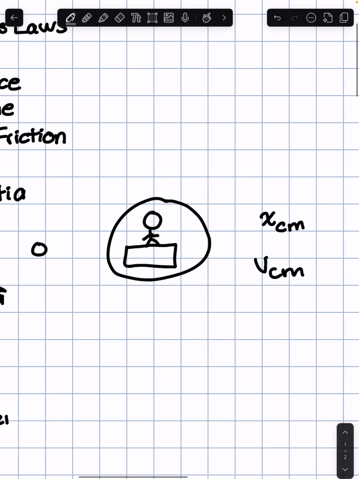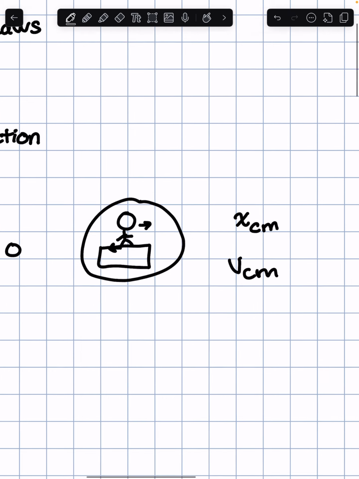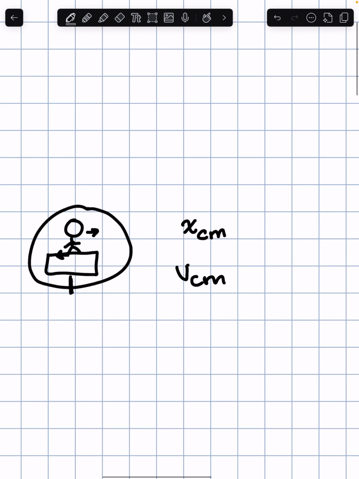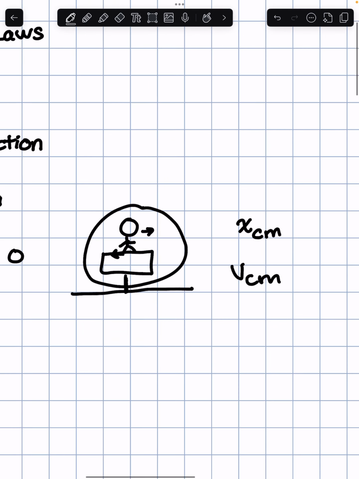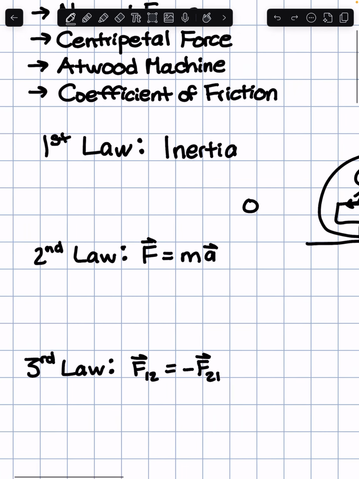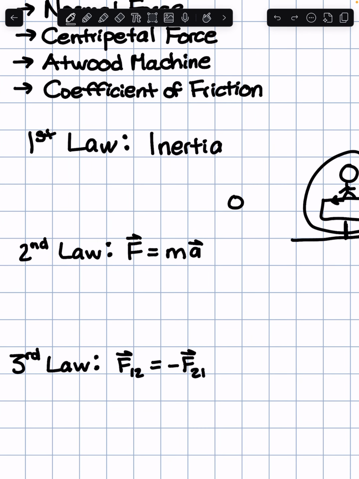So if our little guy here decides to walk to the left, he will exert a friction force on the boat, causing it to move to the right, but its center of mass will still be the same on the x-axis. Its velocity will also be the same. Why? With this guy moving to the left and the boat moving to the right, its net velocity will still be zero, confirming Newton's first law of inertia.